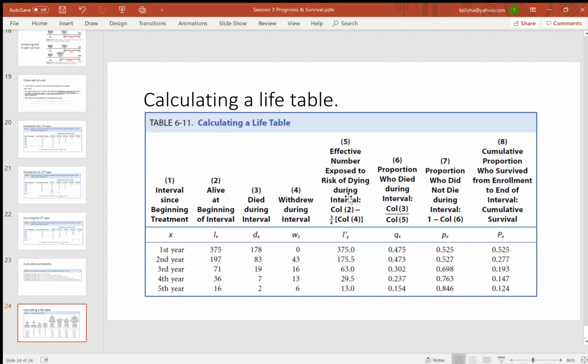So if you remember your incidence, the denominator was those who were at risk, and so this is a similar proportion. The proportion who did not die during the interval is just 1 minus column 6. And then your cumulative proportion who survived, I like to tell folks that this is a Z. So here, let's do it together.